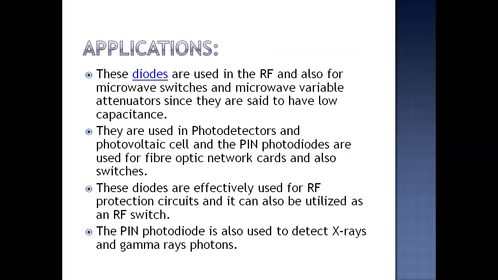Then coming to the applications, these diodes are used in radio frequency and also for microwave switches and microwave variable attenuators, since they have low capacitance. They are used in photodetectors and photovoltaic cells, and PIN diodes are used for fiber optic network cards and also switches. The other applications are radio frequency protection circuits and radio frequency switches. And this is mainly used for the detection of X-rays and gamma rays, the most important application for the PIN diode.